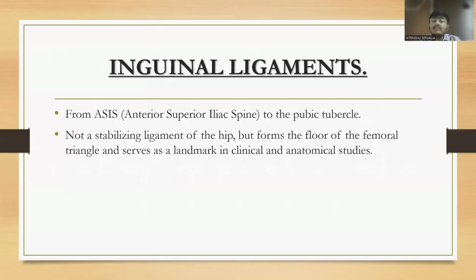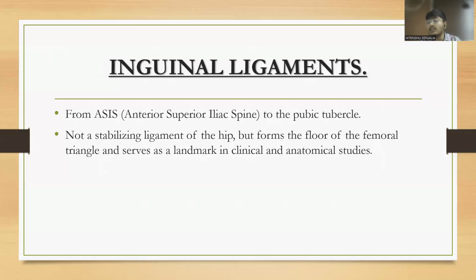Now, another ligament is the inguinal ligament. It starts from the ASIS to the pubic tubercle. ASIS means the anterior superior iliac spine, and from the anterior superior iliac spine to the pubic tubercle is the location of the inguinal ligament. It is not a stabilizing ligament of the hip, but forms the floor of the femoral triangle and serves as a landmark in clinical and anatomical studies.